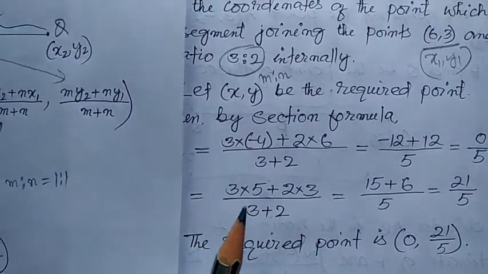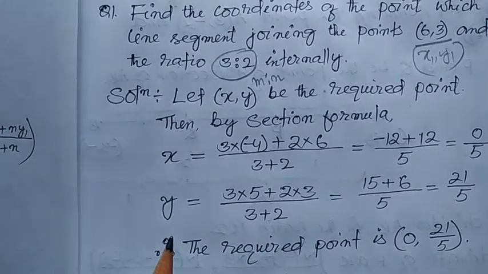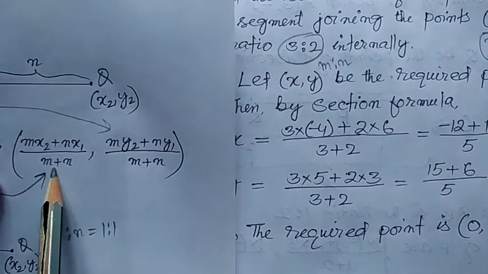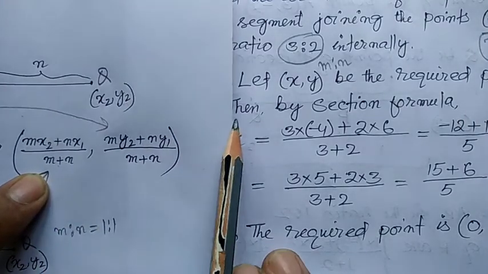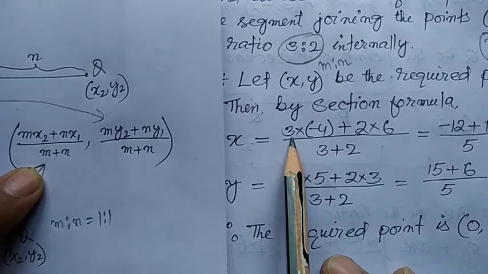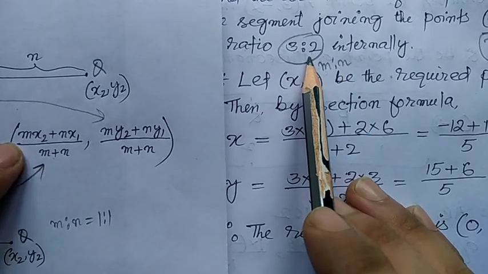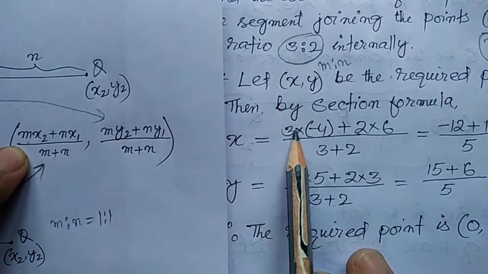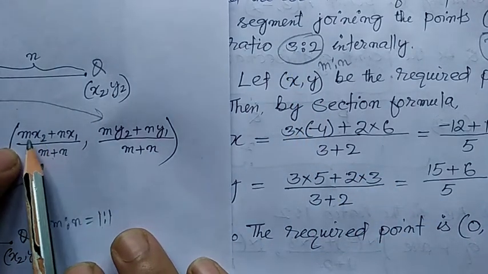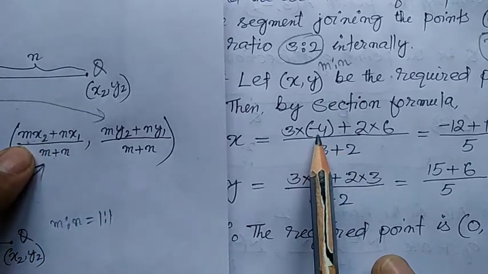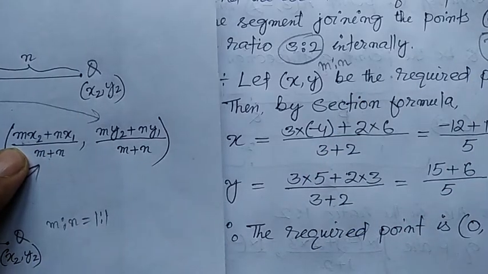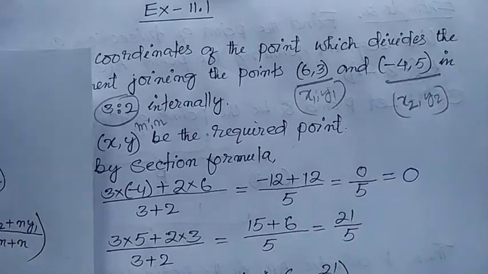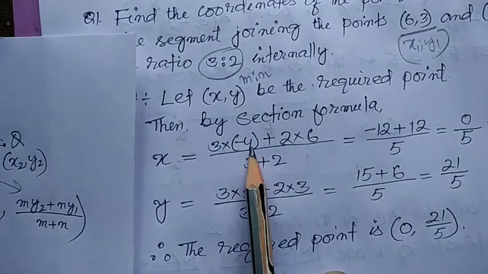using the section formula. Now, how do you find x? There is an expression for x. x is equal to 3. What is 3? 3 is the m value. So here in the formula, in place of m we write the value 3, into m x2 means m into x2. The x2 value is from the second point, x2, y2. So the x2 value is -4. So we put 3 into -4.